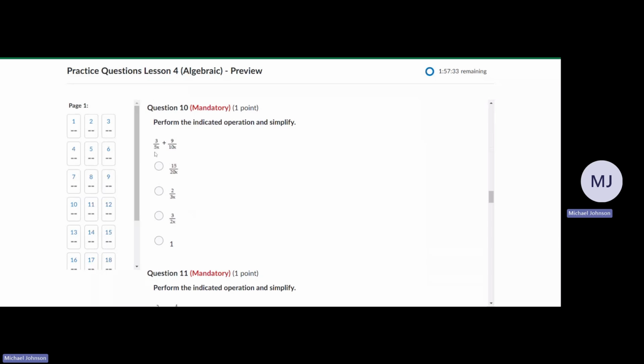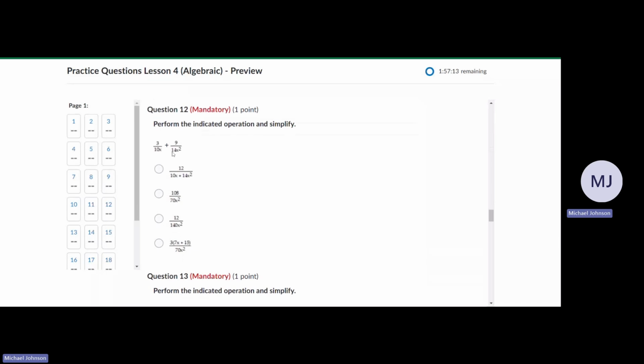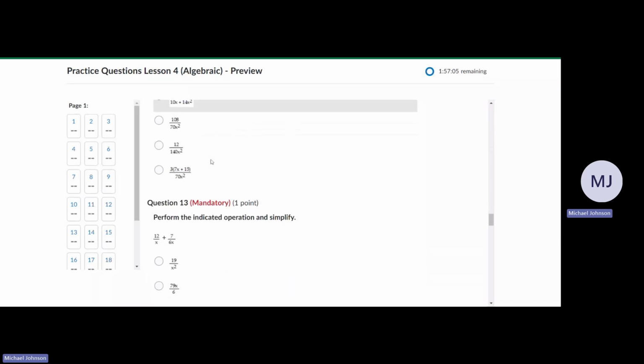Or you could do 5x times 9, 5x times 10x, 10x times 5x, 10x times 3, and then add the tops. Here, make the bottoms the same. So common denominators. So 21x times 15x squared, 21x times 4, 15x squared times 21x, 15x squared times 2, and then simplify. Here, 10x times 14x squared, 10x times 9x, 10x times 9, 14x squared times 3, then add them together.